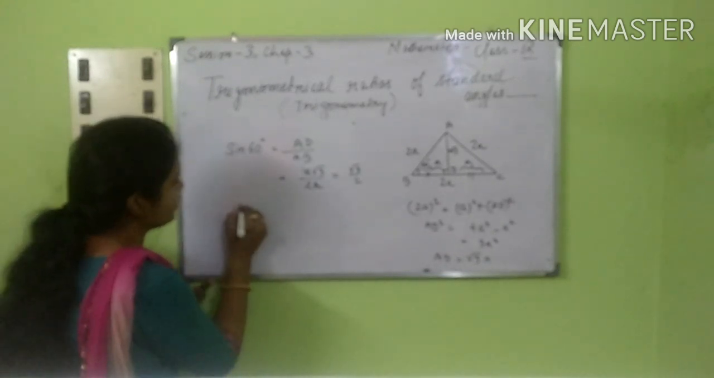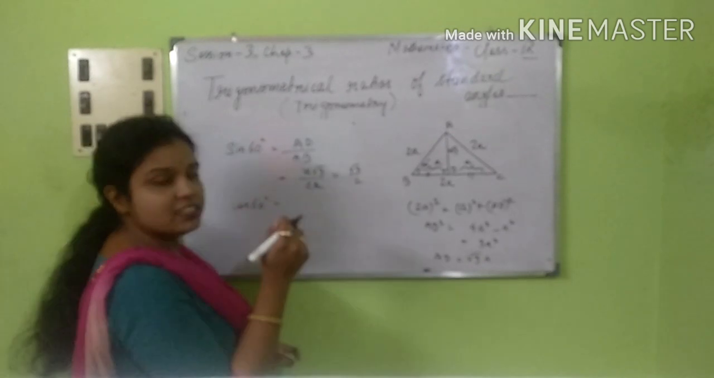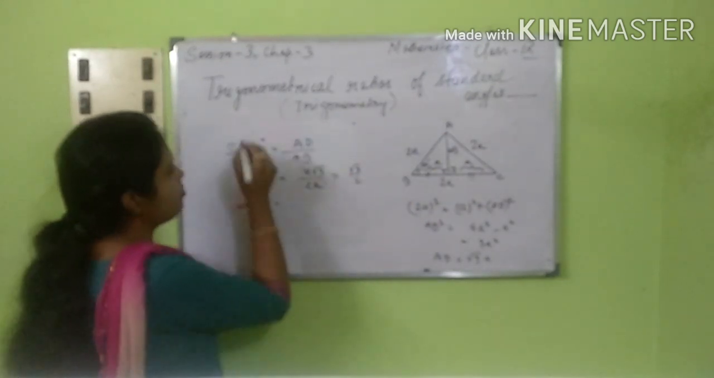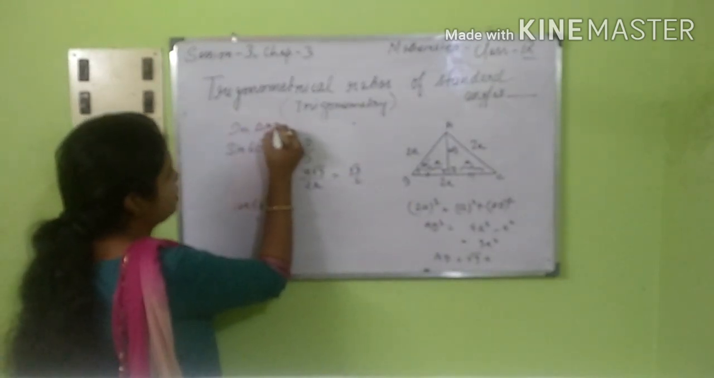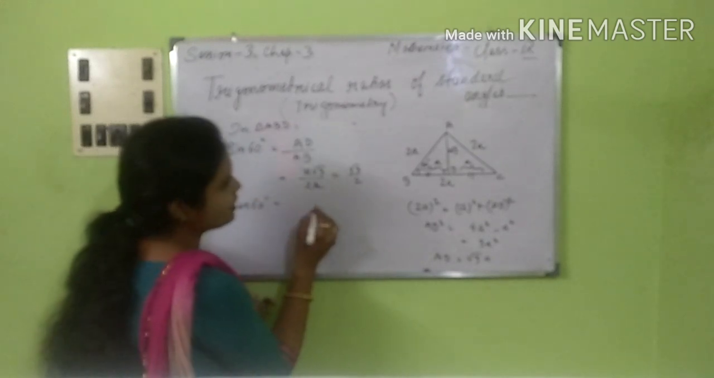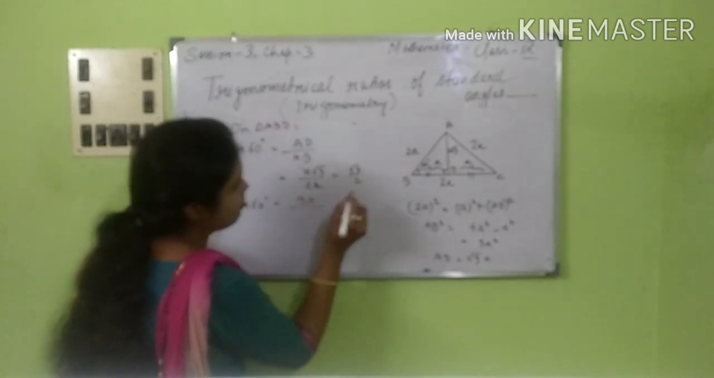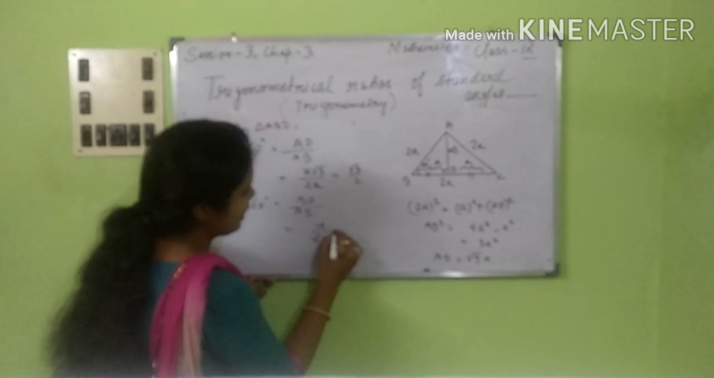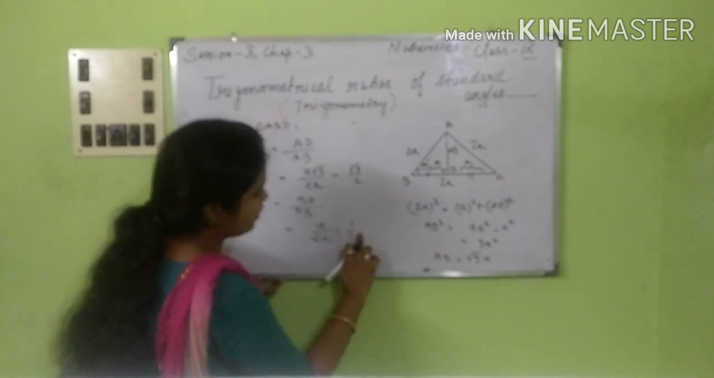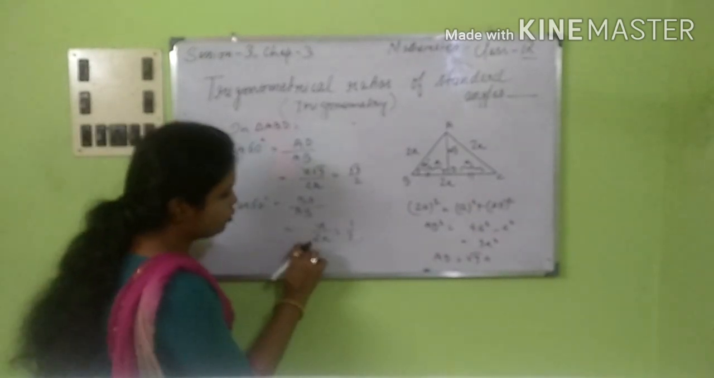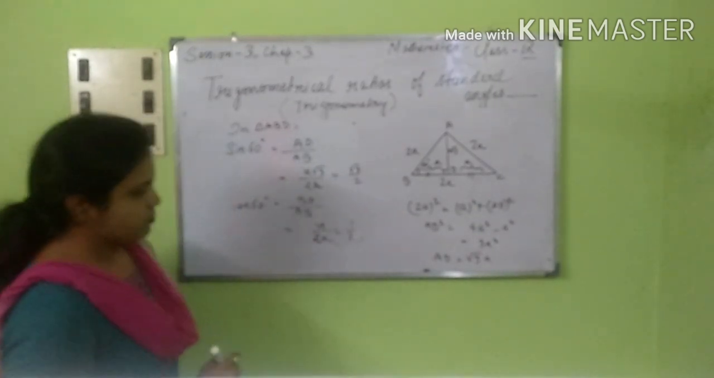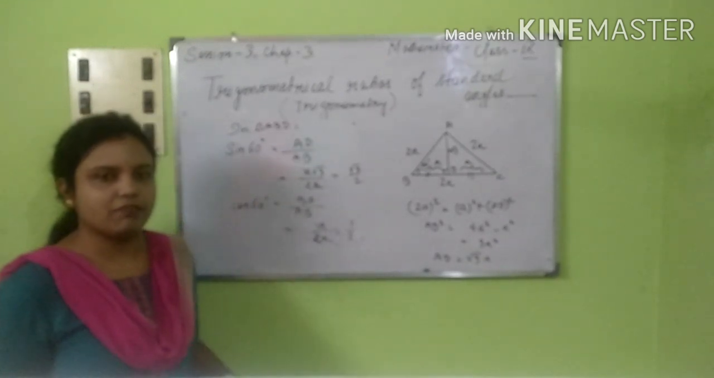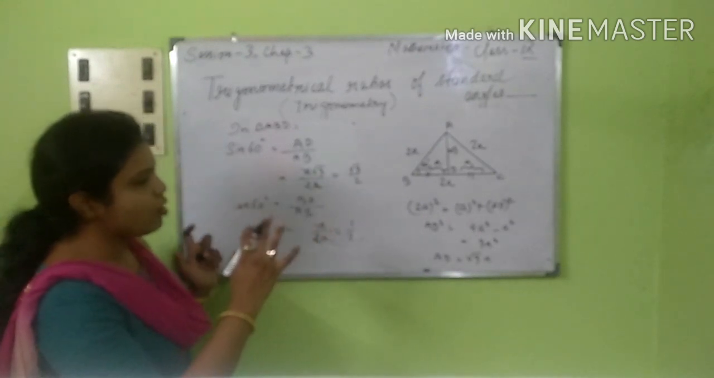Next, in this way you can find out cos 60 degree. Cos is base by hypotenuse. So which is the base here? Considering this particular triangle, in triangle ABD, you can also write this. So in that case, we have BD by AB, that is equal to a by 2a. Cutting a, we get 1 by 2. I have cut 2 here. So cos 60's value is 1 by 2. That's what we have got in the table. So this is the way you are going to calculate.